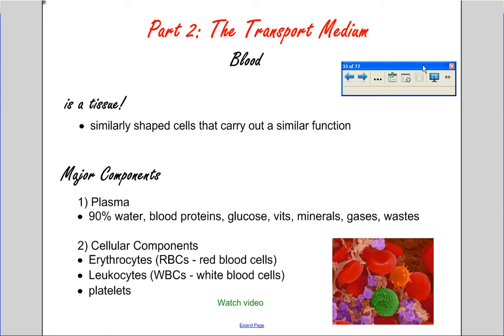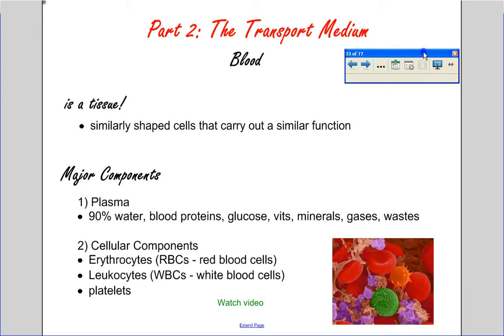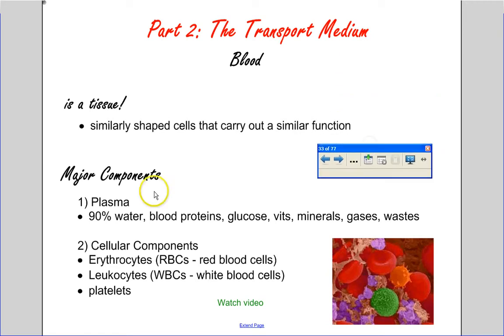And in our case, transport medium is blood. So blood is a tissue, which basically means it's similarly shaped cells that carry out a similar function. So the cells work together in order to carry out a function. The major components of our blood include plasma. And plasma is 90% water, but there's also other things floating in it.